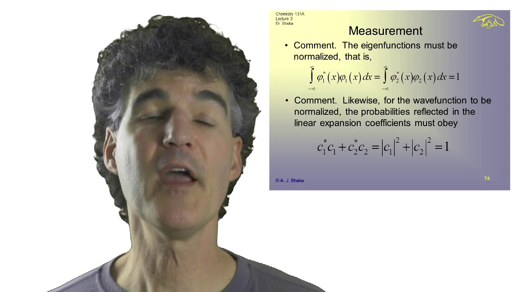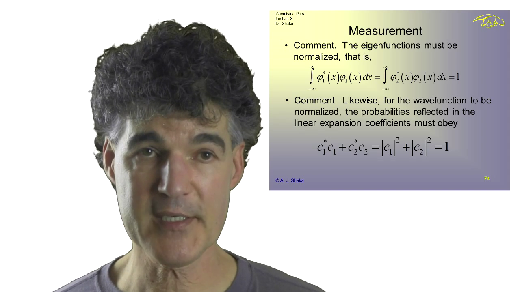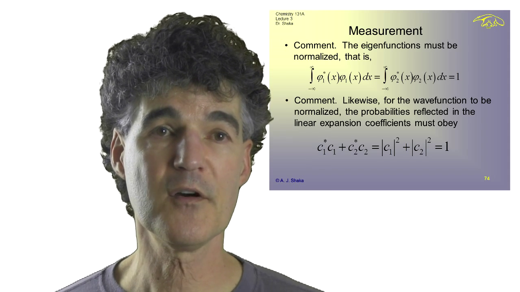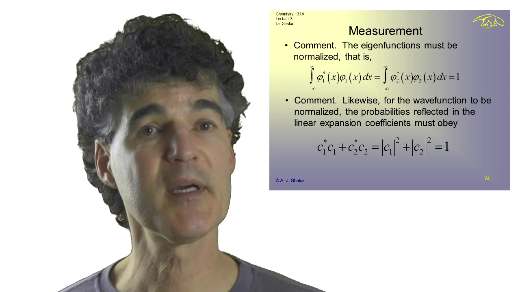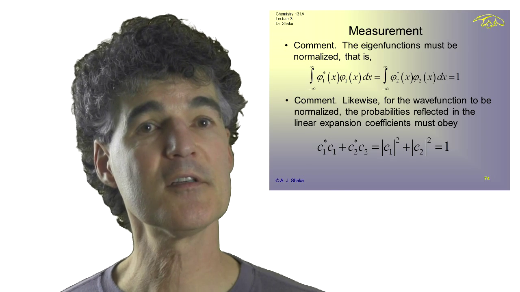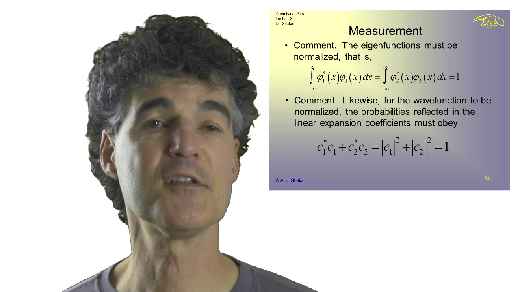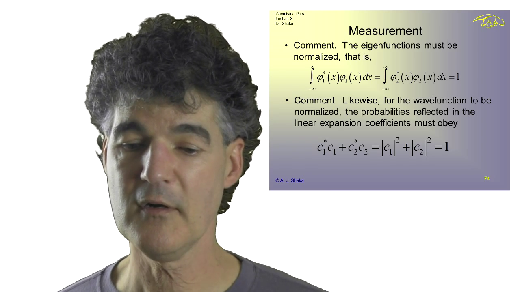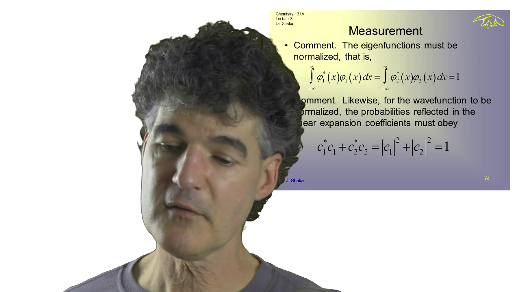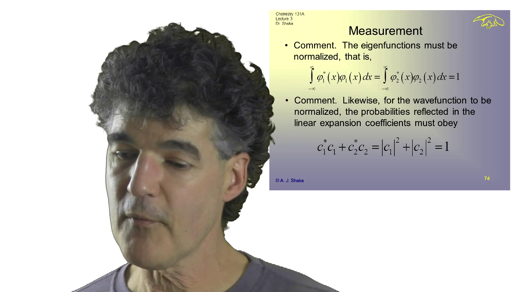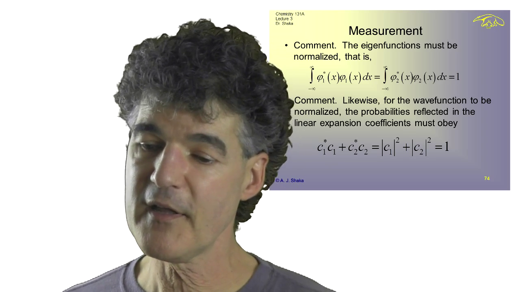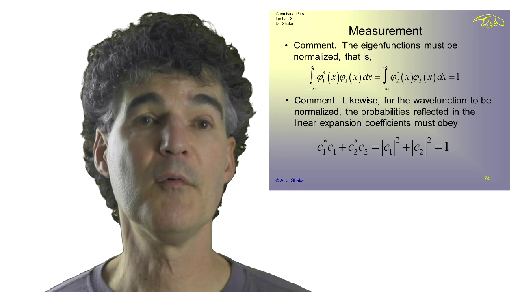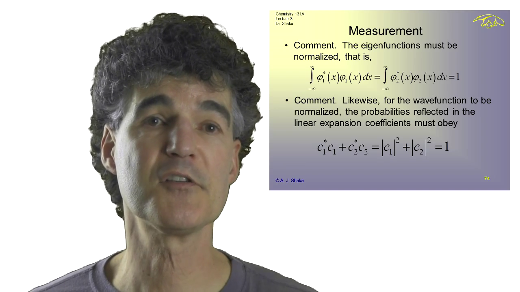And likewise, for the wave function to be normalized, once the basis functions are normalized, that means that the probabilities in those coefficients have to add up. So the sum of the squares of all the coefficients always has to add up to 1. It's as if we have a unit circle, and we're some point on the circle, and we have an x component and a y component, then the Pythagorean theorem says x squared plus y squared is equal to 1. And that's how it works, and it works the same way in higher dimensions.